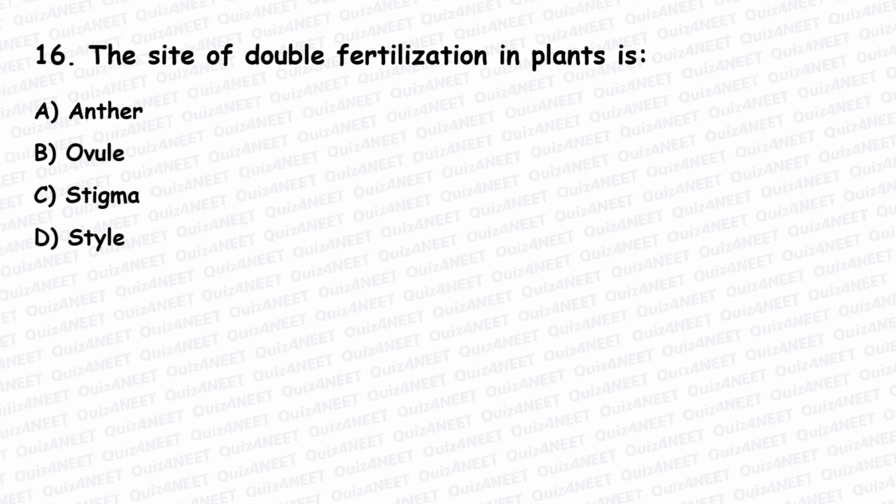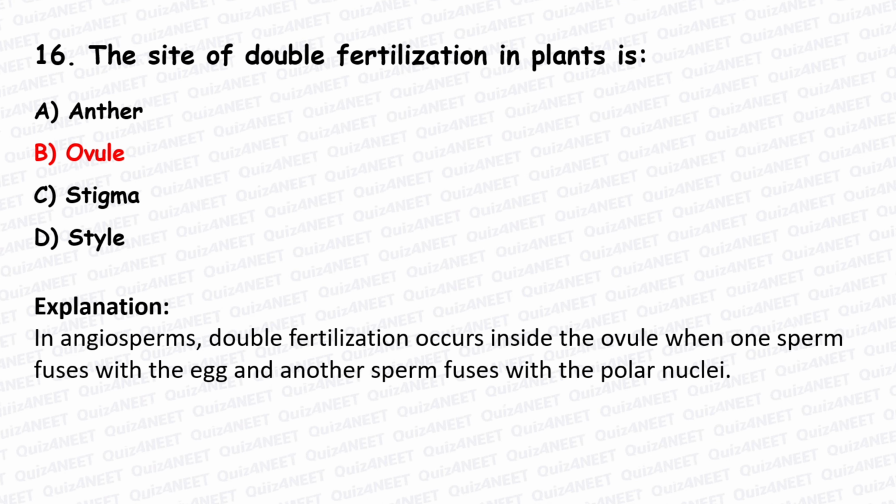16. The site of double fertilization in plants is A. Anther, B. Ovule, C. Stigma, D. Style. The right answer is B. Ovule. Explanation: In angiosperms, double fertilization occurs within the ovule, leading to the formation of a zygote and endosperm.